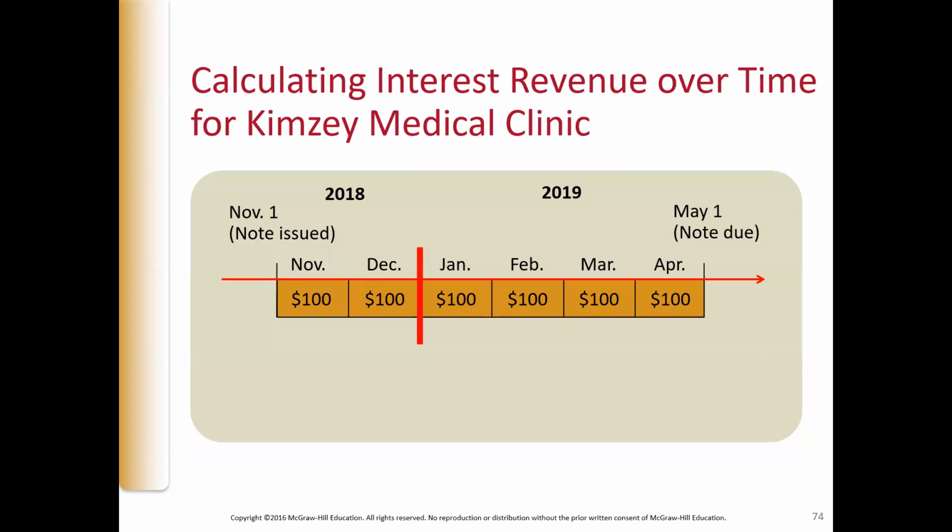When we calculate interest, we show the note was issued November 1st. At the end of 2018, we would record at the end of the period the interest receivable.